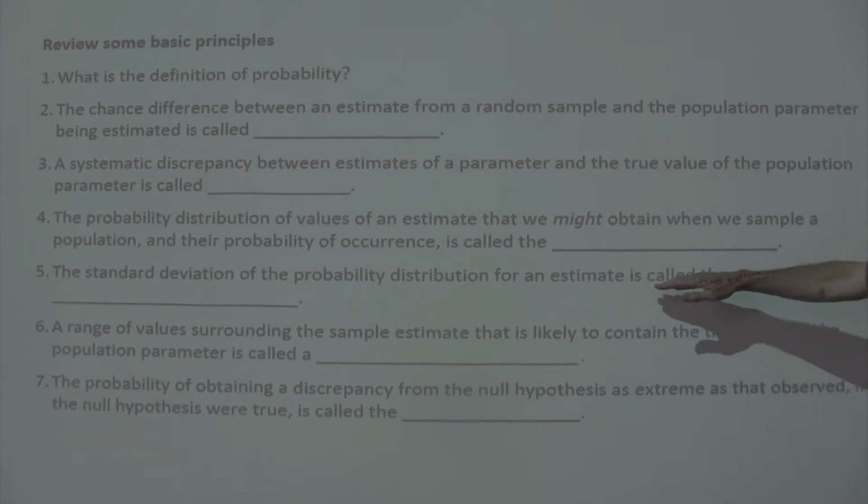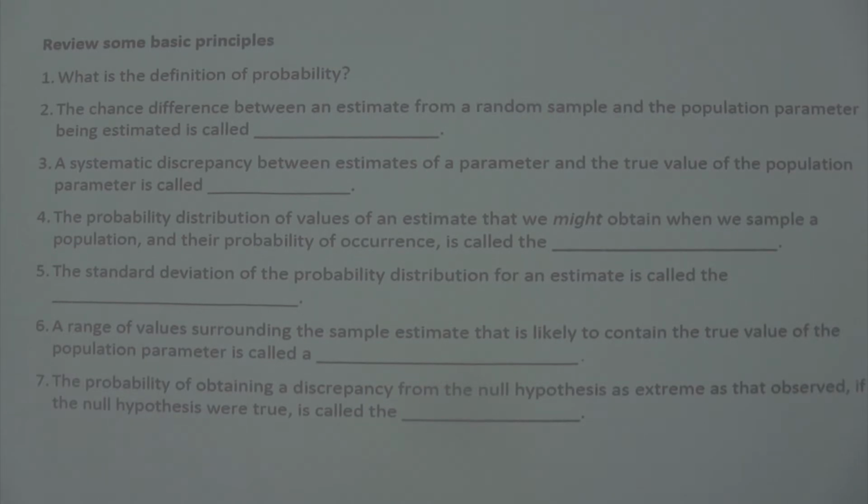The standard deviation of that sampling distribution is called the standard error. Standard error, yeah. Oh, good, you guys are on a roll. A range of values surrounding the sample estimate that's likely to contain the true value of the population parameter is called the confidence interval.